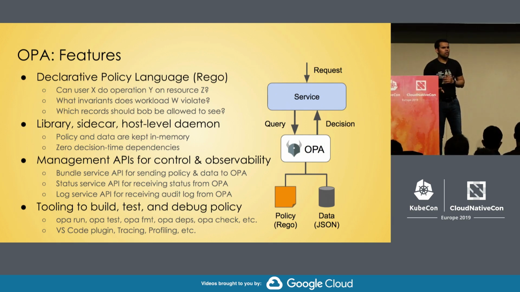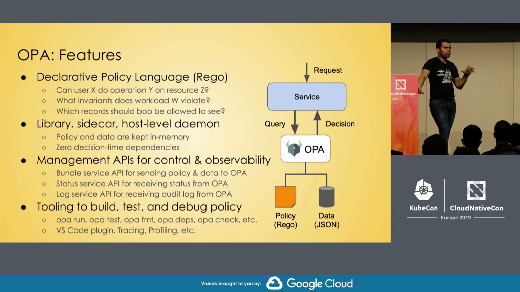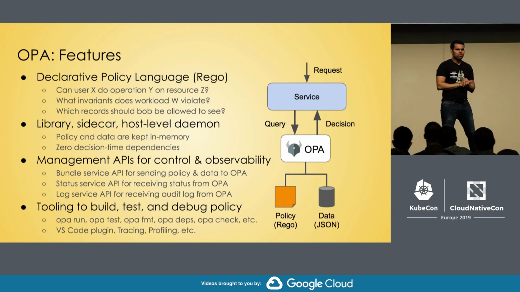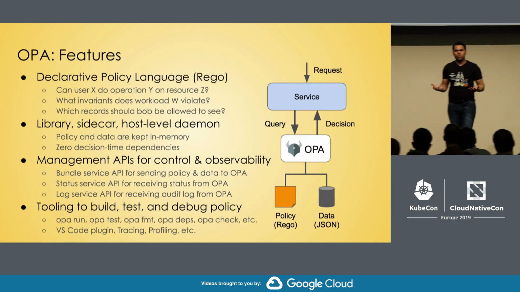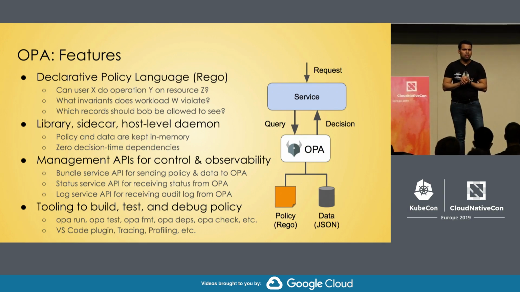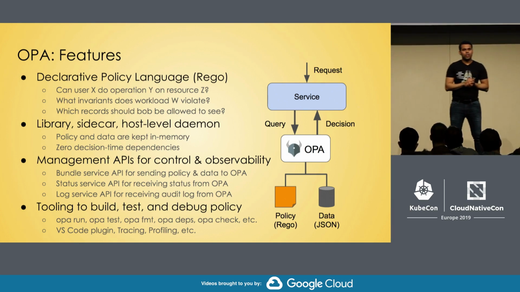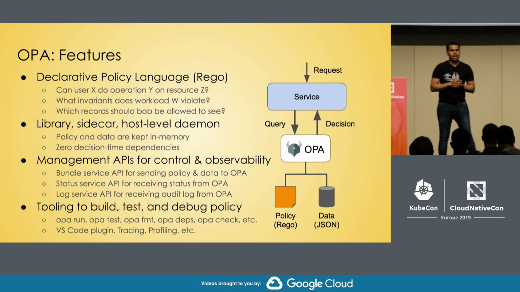And so finally, along with the core policy engine, OPA provides a rich set of tooling that you can use to build and debug your policies. We provide you a unit test framework, which you can use to test your policies. We also provide you an interactive shell to write queries, as well as integrations with editors like VS Code and Vim.